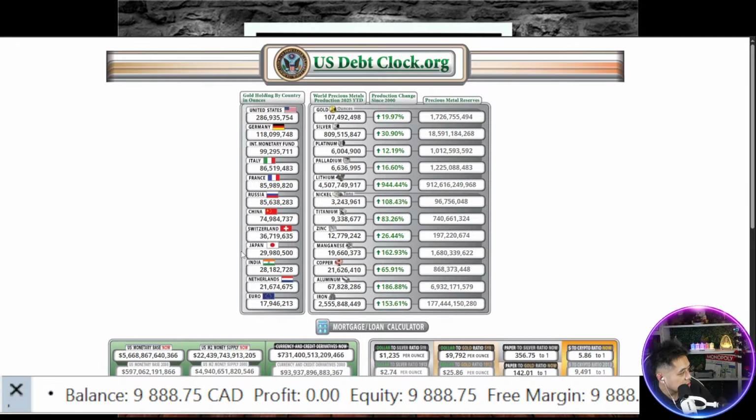Production. Hold on here. Yeah, here it is. This is what I was looking for. The dollar to gold ratio. So in order for gold to cover all the US debt, or the dollar debt right now, gold will have to be trading at $9,792.